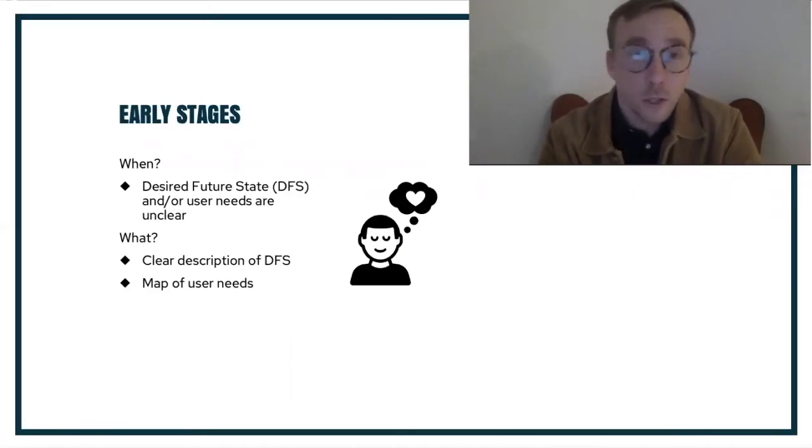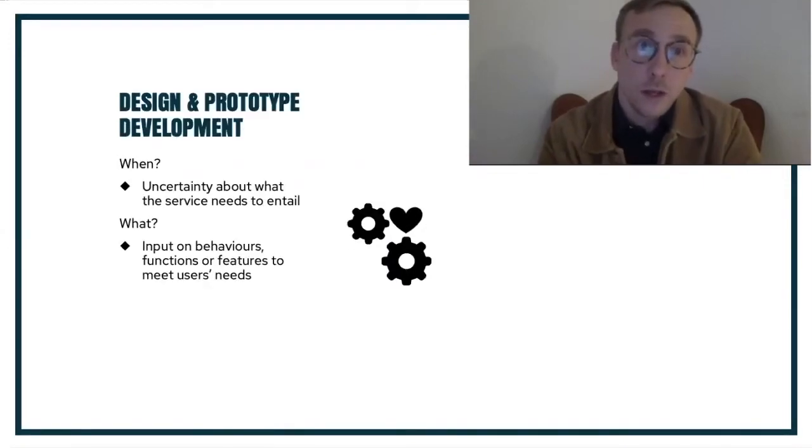That's the first situation. Let's jump to the next one, which is when you're designing and developing a prototype. And what you are facing here is maybe uncertainty about what the service actually needs to entail. And if you face that kind of uncertainty, you should do user research that provides you with input on exactly what kind of behaviors, functions, or features your solution, the service that you're developing, needs to have in order to meet the user needs that you've identified previously. That's a good output to focus on when you do user research in this stage.